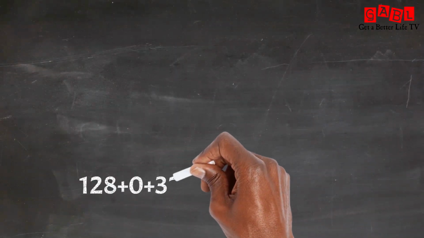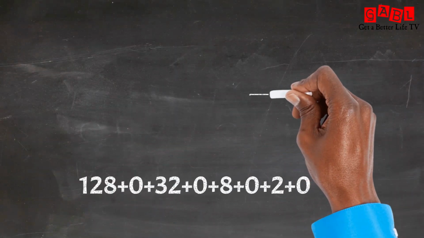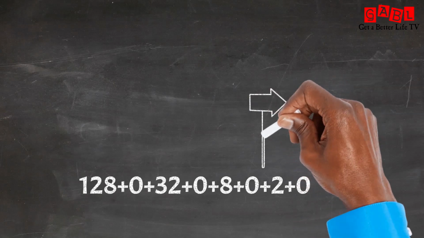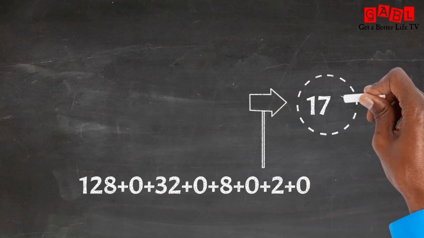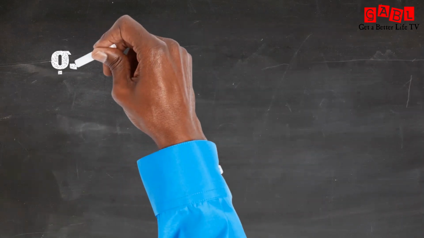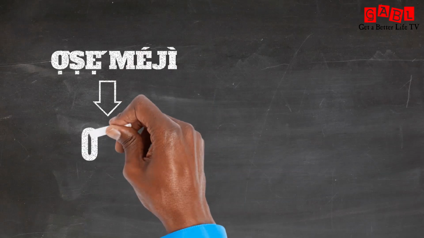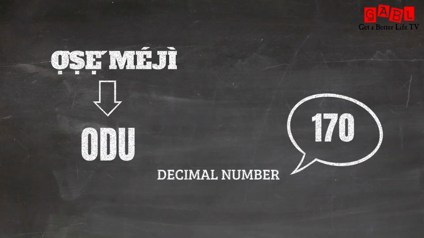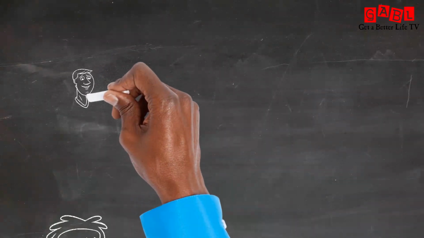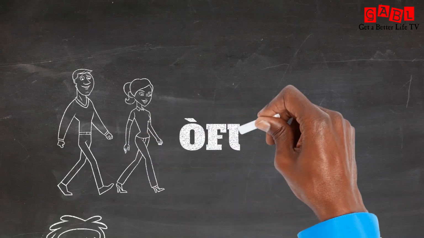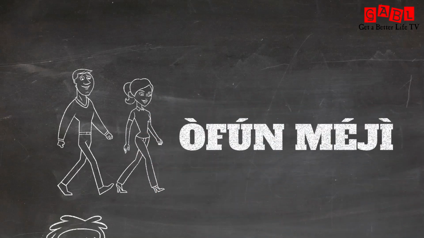This calculates to 128 plus 0 plus 32 plus 0 plus 8 plus 0 plus 2 plus 0, which sums up to 170. So, Ose Meji, the Odu of blessing and flowing positive energy, corresponds to decimal number 170. And now we arrive at the final Odu in our definitive list of the 16 Major Odu Ifa, which is Ofun Meji.